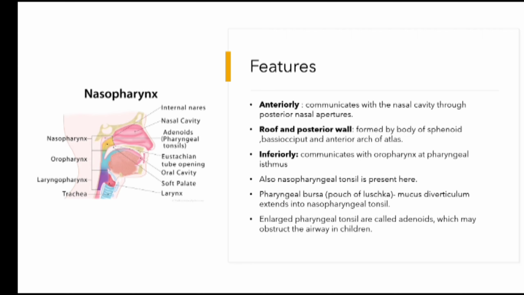Anteriorly, the nasopharynx communicates with the nasal cavity through the posterior nasal apertures, and the roof and the posterior wall are formed by the body of sphenoid, basiocciput, and the anterior arch of atlas. Inferiorly, it communicates with the oropharynx at the pharyngeal isthmus, and the nasopharyngeal tonsil can also be seen here. If we look at the clinical aspects, the enlarged pharyngeal tonsils are called adenoids, which may obstruct the airway in children.